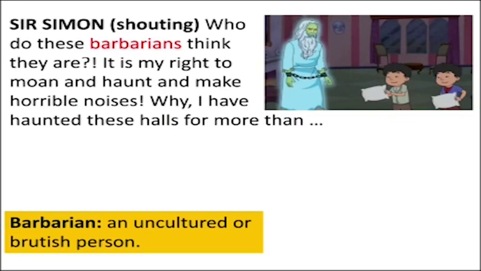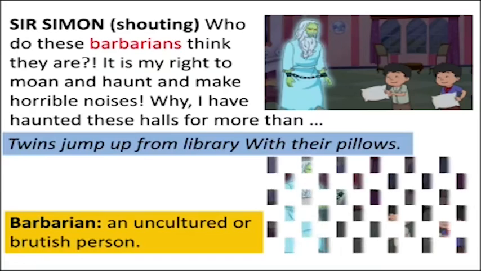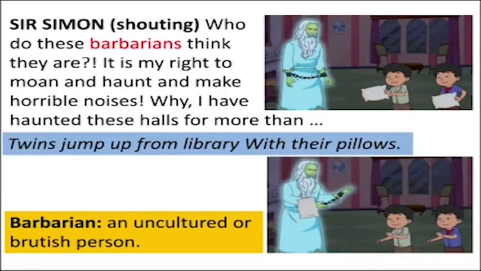So he is shouting, "Who do these barbarians think they are? It is my right to moan and haunt and make horrible noises. Why, I have haunted these halls for more than..." So he is speaking to himself that it is his right to produce such horrible, awful sounds and scare these people. And this man, Mr. Otis, this uncultured, uncivilized man, is here to teach me what to do and what not to do.